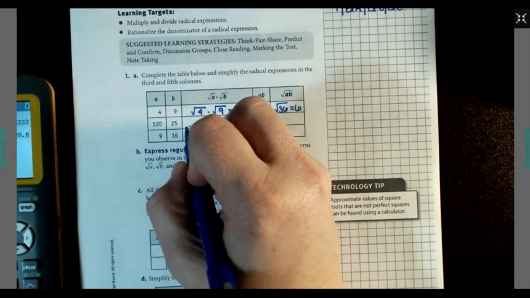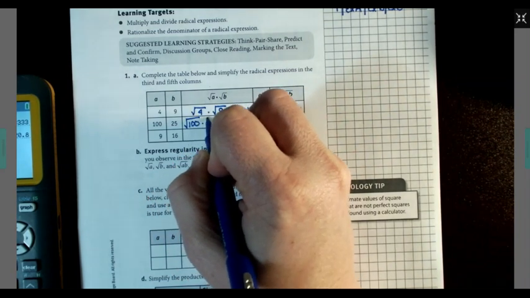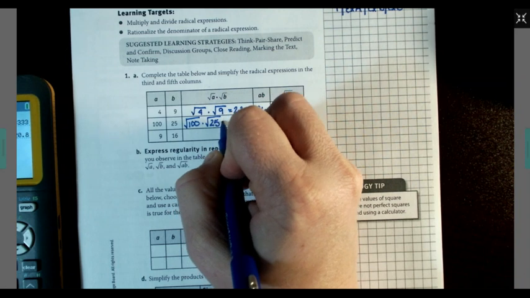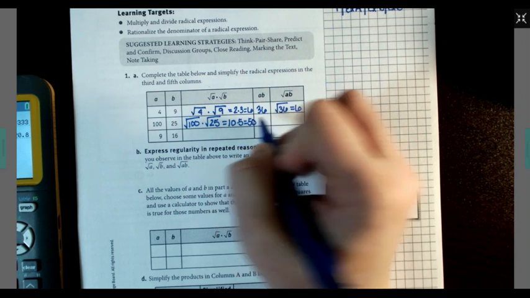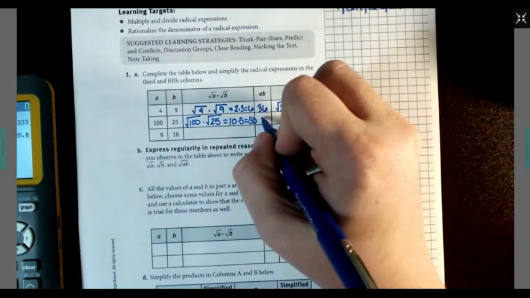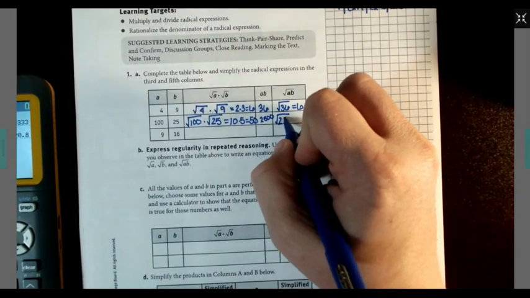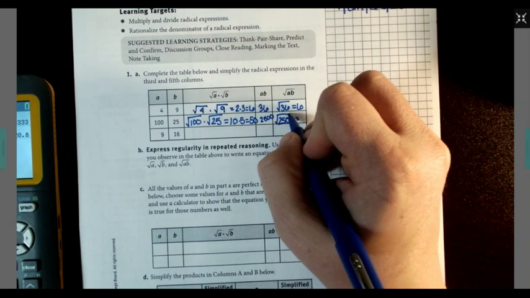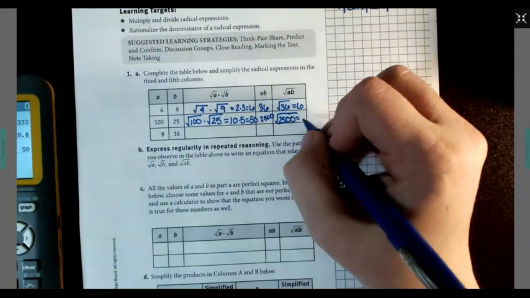All right. It wants us to do the square root of 100 times the square root of 25. That would be 10 times 5, 50. Here it wants us to multiply those together. 100 times 25 is 2,500. And the square root of 2,500 is 50.